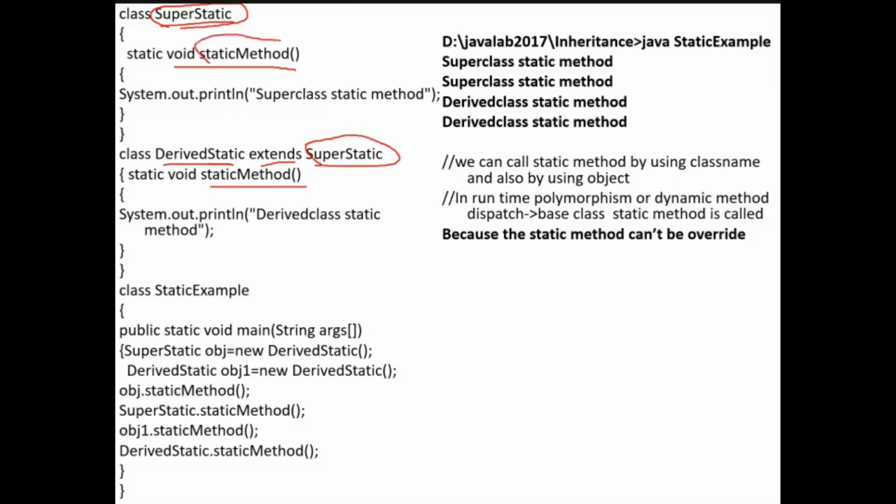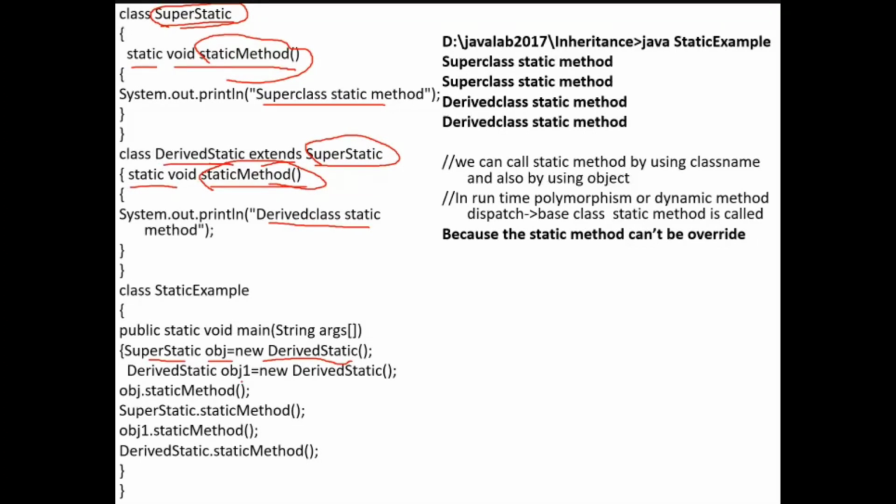So here the method name is staticMethod, and here also the method name is staticMethod. Both are static. Within the first, I have written a superclass static method, and within the second, a derived class static method. Here this is a superclass reference, but I am creating an object of the derived class. You can call the static method by using the class name, and also by using the object name.